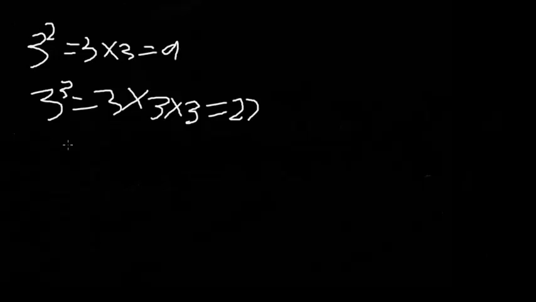Another thing is the square root. If you've ever seen this, it is the opposite of this. For example, the square root of 4 means 4 to the power of half. You need to find what number multiplied by itself becomes 4. As we all know, 2 times 2 is 4, so the square root of 4 is 2.